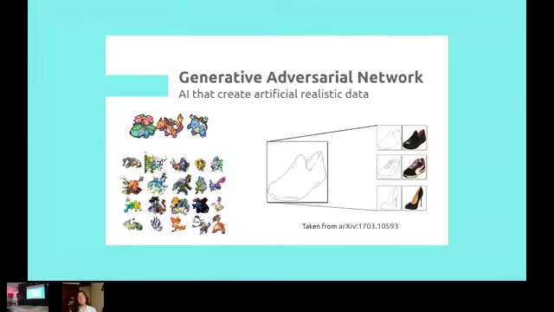So basically, a generative adversarial network is an AI that creates artificial realistic data. Let's see two examples. I want my GAN to generate realistic Pokemon designs. So what I should do is take all the available pixel art style drawings of Pokemon, and I make this artificial intelligence read them several times. At the end, I expect that the machine is able to generate new designs of Pokemons.